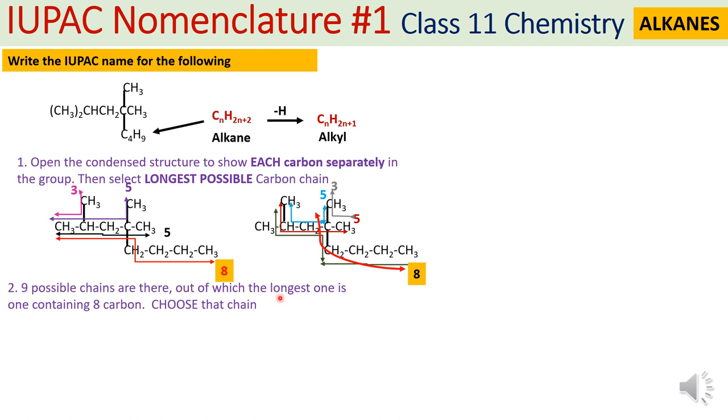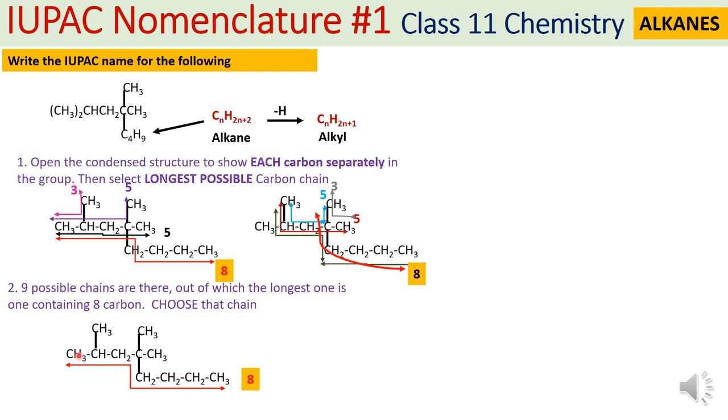Out of which the longest one is the one which contains 8 carbon. Either you can choose this chain or the one which is shown here in green color. Either red or green, both will be good. But I always avoid the more branched, more crossing one. So I take this. This is the one which has been chosen for the longest possible chain. So I will choose this one.